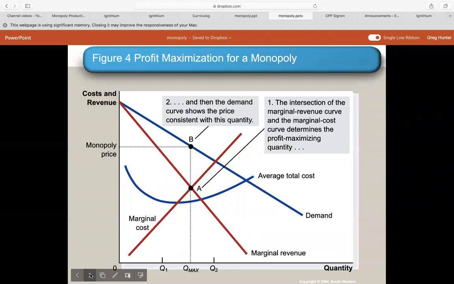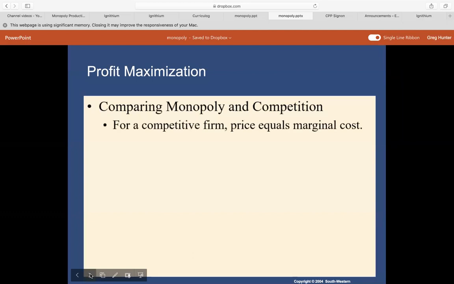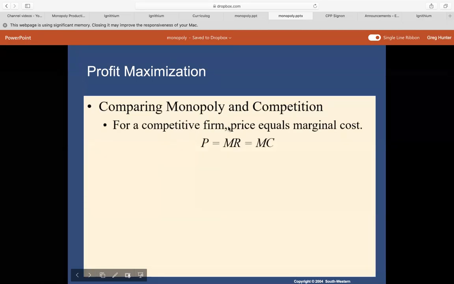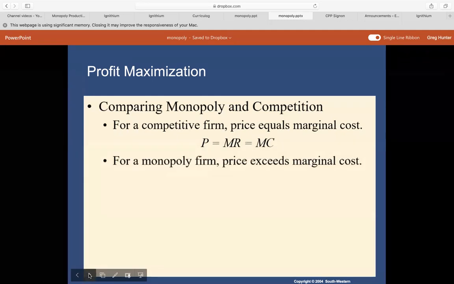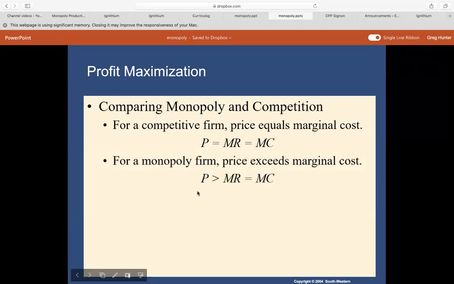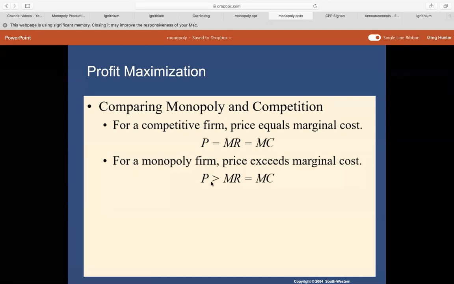Now let's compare monopoly and competition. For a competitive firm, remember, marginal revenue is equal to the market price. So marginal revenue and marginal cost are equal to the market price for the competitive firm. For a monopolist, the price comes from the demand curve. It's not going to be the competitive market equilibrium price, and it's going to be greater than the marginal revenue, and it's the price associated with the quantity where marginal revenue is equal to marginal cost.